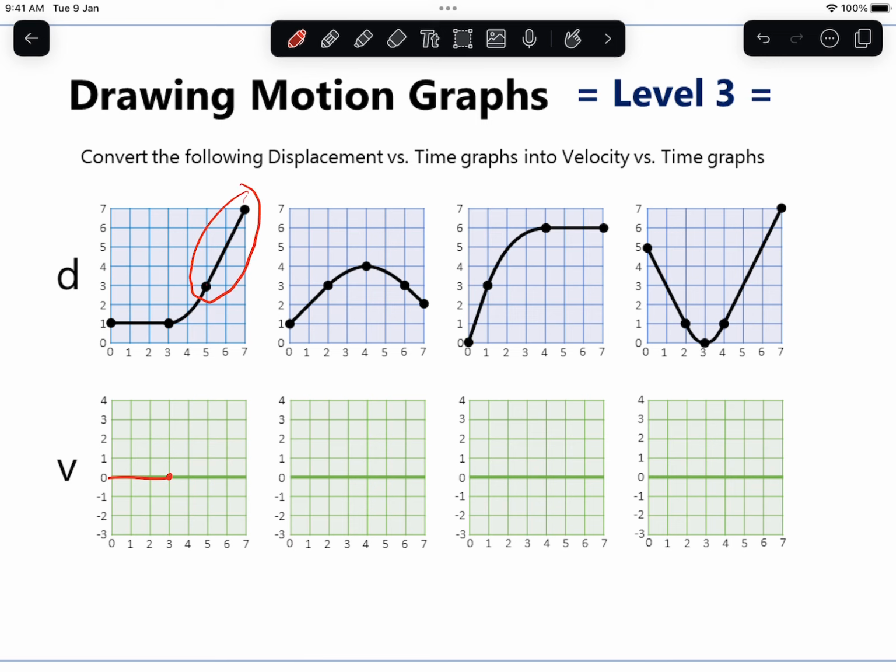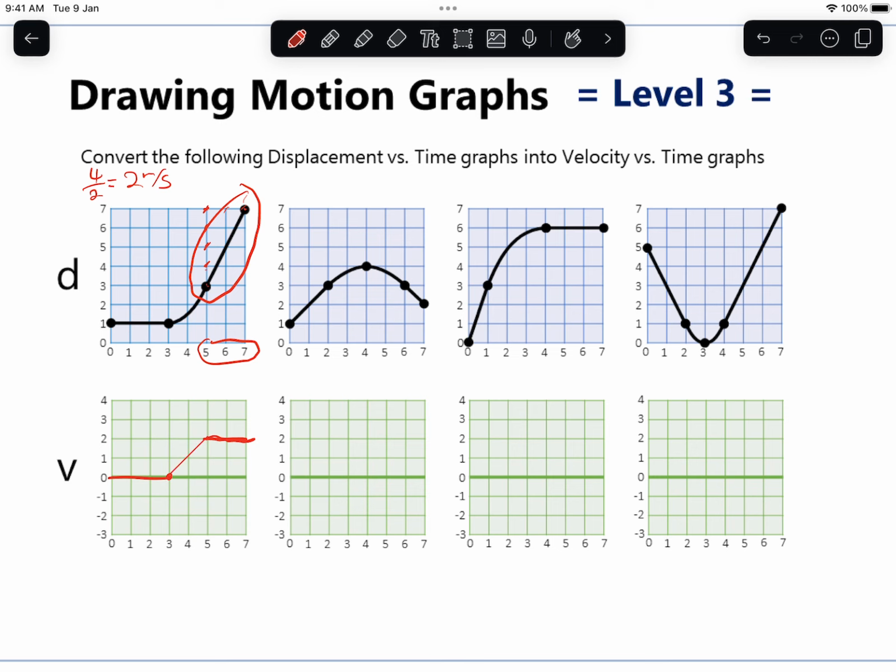It looks like it is, let's see, 1, 2, 3, sorry, 4. Goes up 4, 1, 2, 3, 4, and over 2. So my rise over run, 4 over 2, is equal to 2 meters per second. So that means for seconds 5 through 7, I'm going 2 meters per second. So I put a line there. And now I just connect these with a straight line.